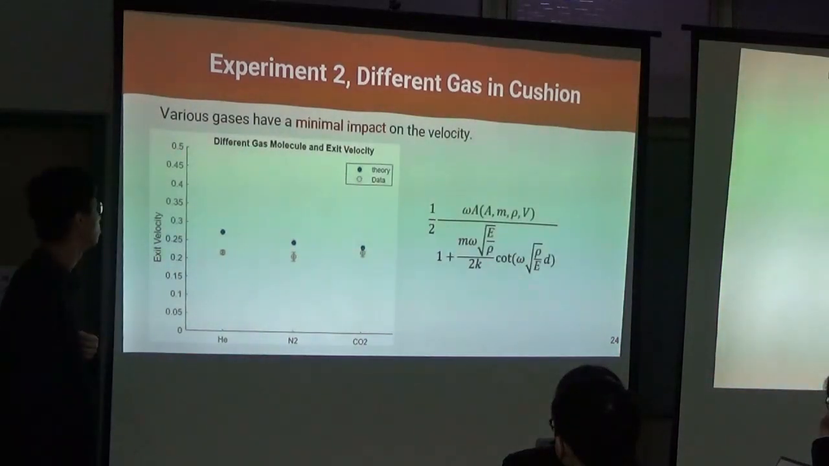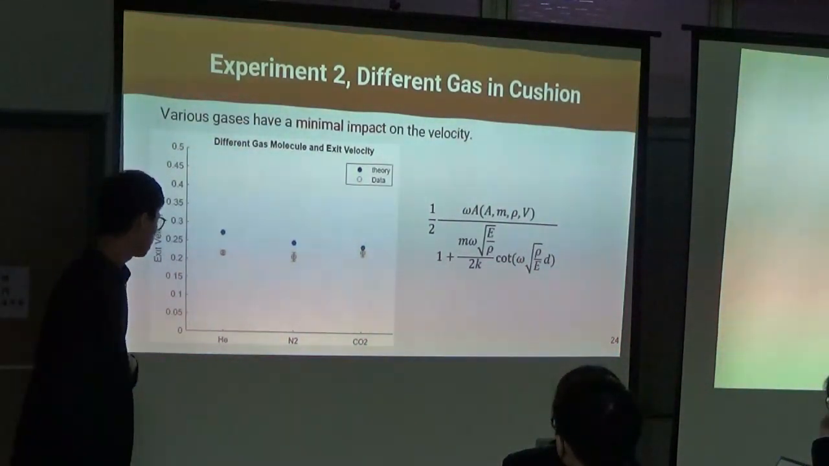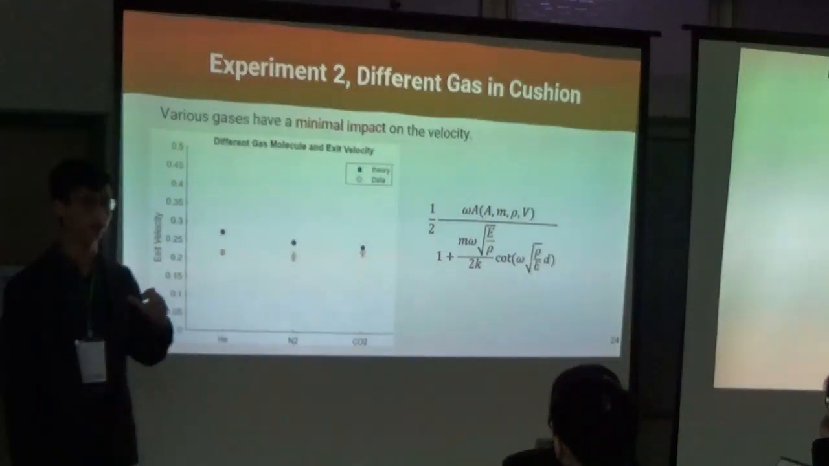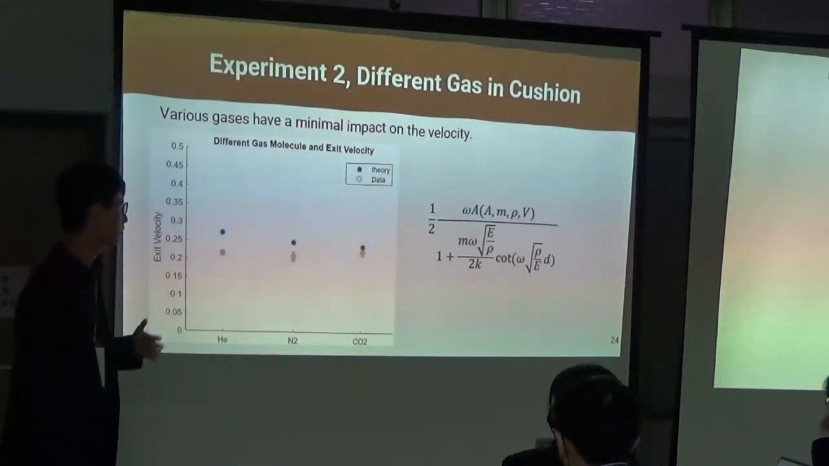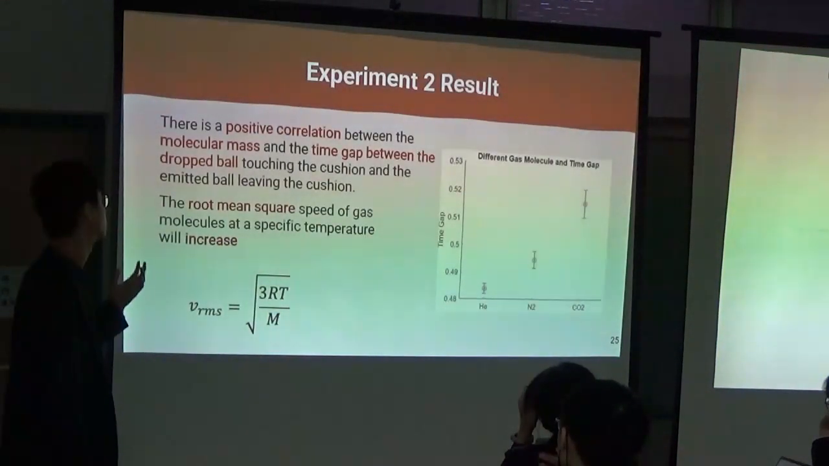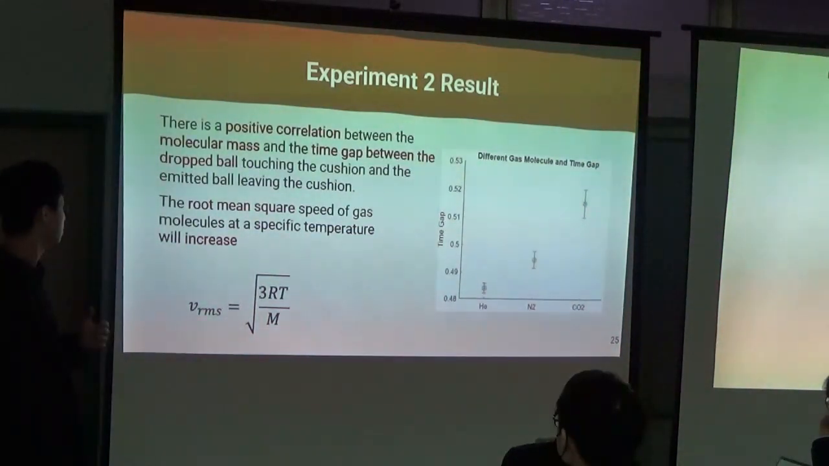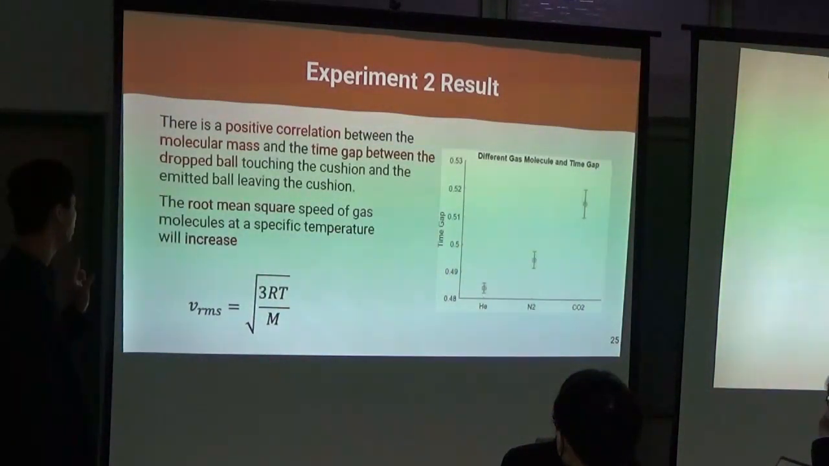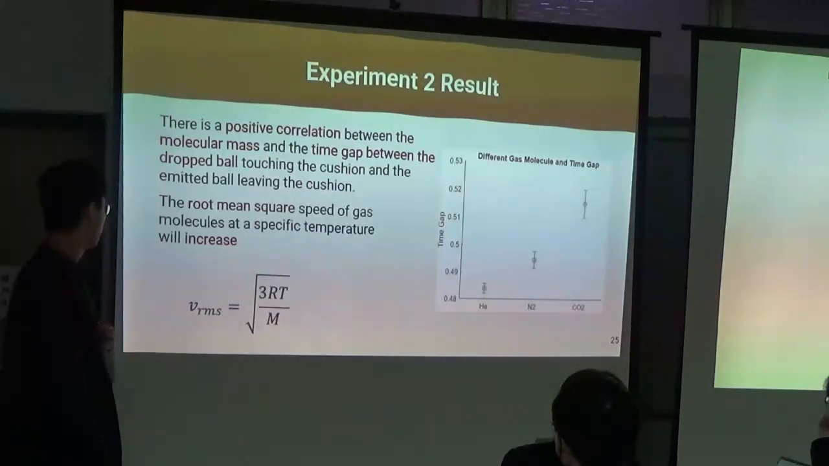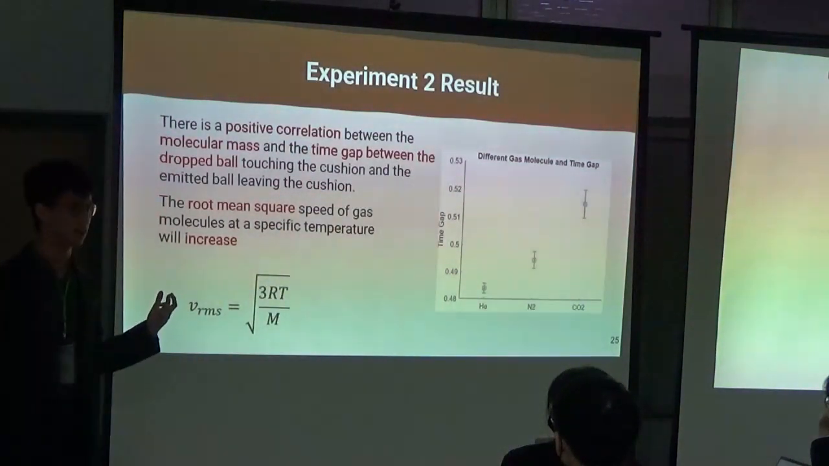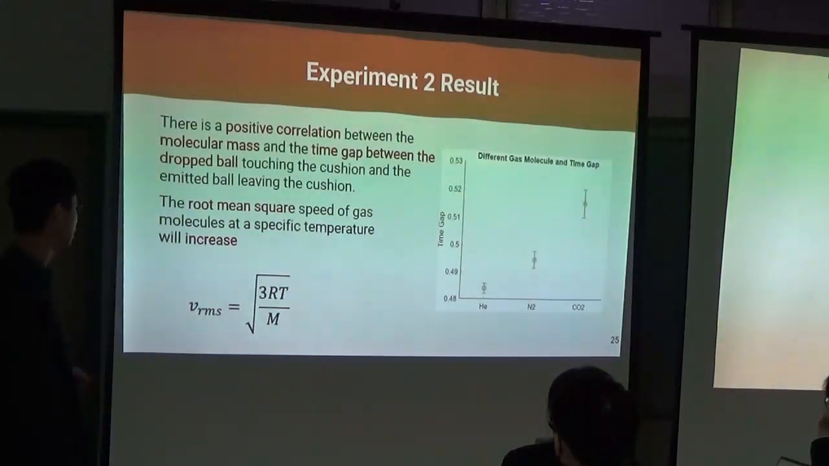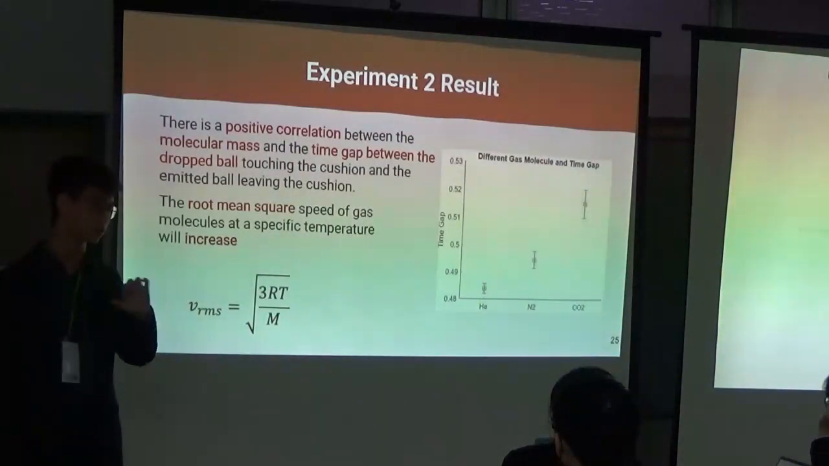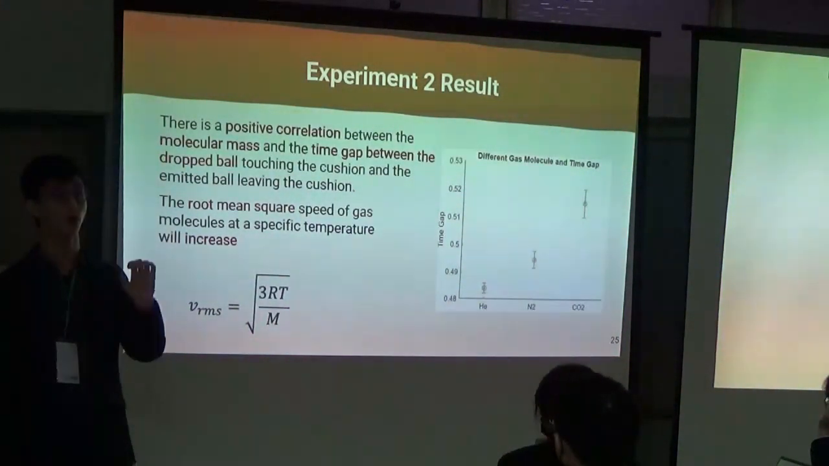And for experiment 2, we test different gases in the cushion. As you can see in this graph, by using different gases, we didn't observe a significant difference between these gases. However, there is something we did observe: a positive correlation between the molecular mass and the time gap between the dropped ball touching the cushion and the emitted ball leaving the cushion. This is because molecular mass can actually increase the root mean square of the velocity in the cushion. Therefore, this speeds up the process of catapulting the ball upward.